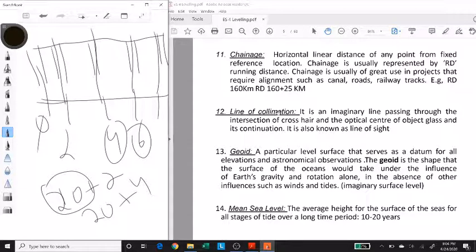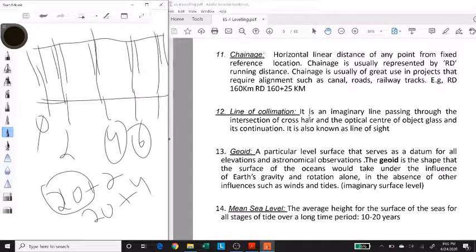Then we have line of collimation. So line of collimation is an imaginary line passing through the intersection of crosshairs and the optical center of object glass and its continuation. It is known as line of sight. So ignore these terms as of now: optical center of object glass and intersection of crosshairs. We'll discuss this when we discuss the parts of the instrument.